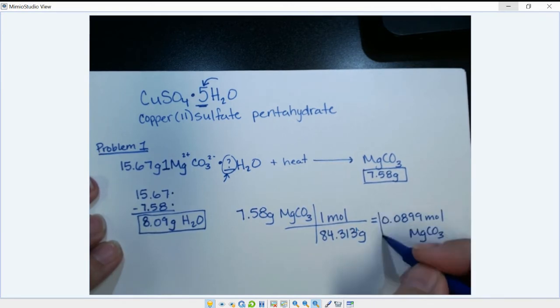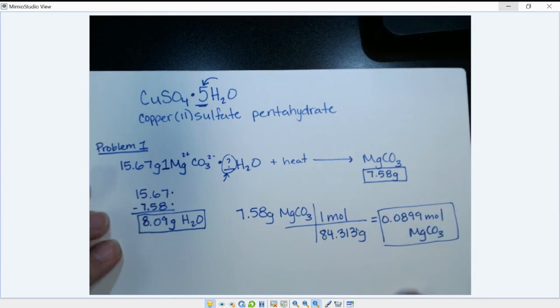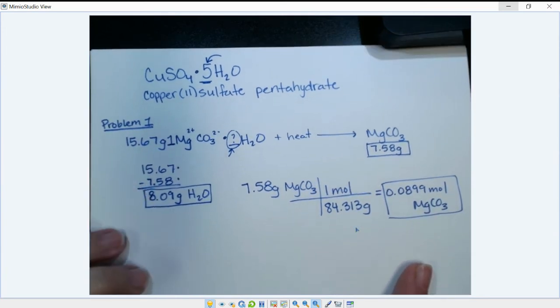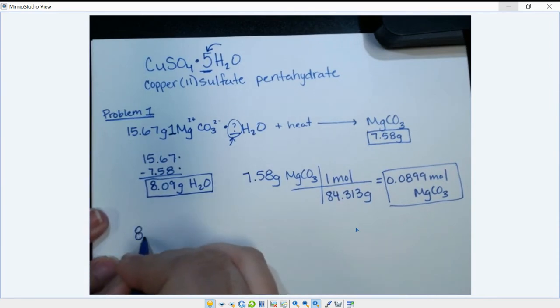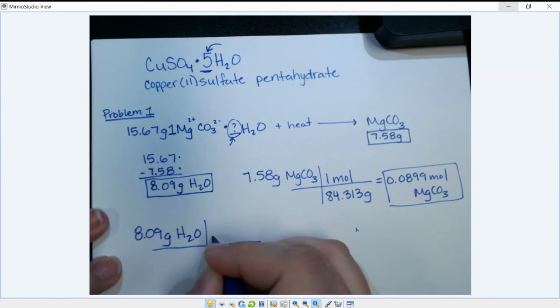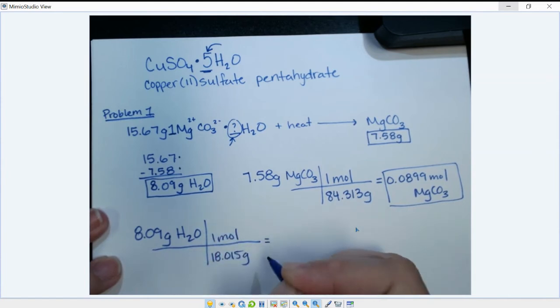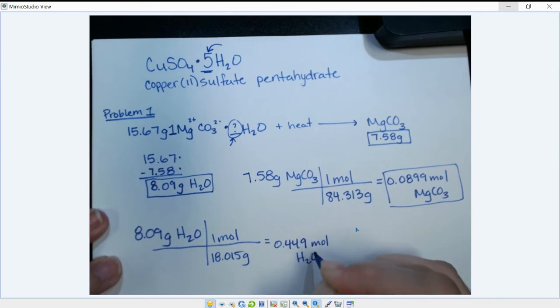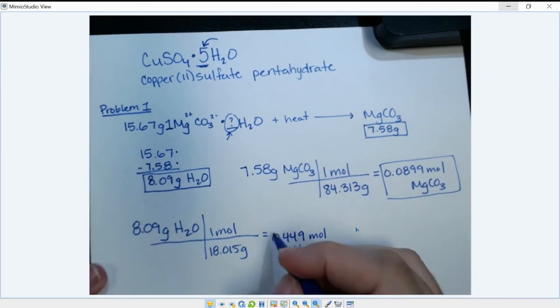So that's phase 1. The next thing I need to know is how many moles of water is represented by 8.09 grams. So I'll do the same thing: 8.09 grams of H2O, divide by its molar mass, which is 18.015 per 1 mole. And I find that this is 0.449 moles of H2O that was lost through heating.